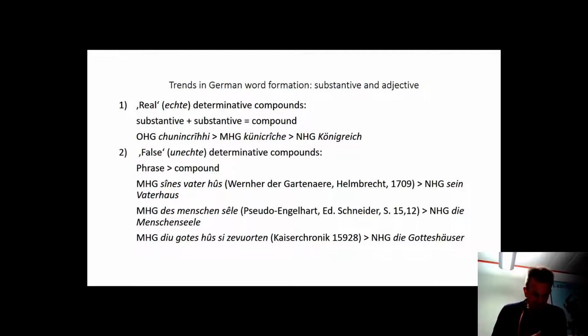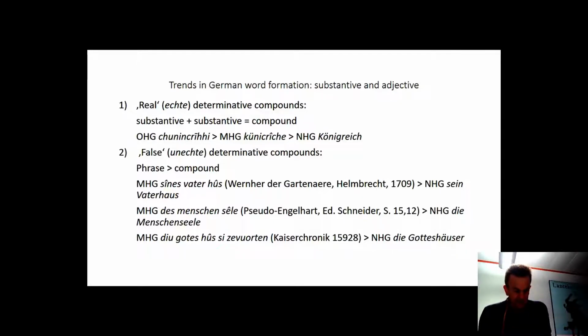In fact, this is the original type of compound, which is why Jakob Grimm called it a real compound, ein echtes Kompositum. Noun plus noun results in compound. A Königreich, Old, Middle and New High German, is a Reich ruled by a König. In contrast, a second type of determinative compound is not yet documented in the Old High German period. It is based on the reanalysis of syntactic structures, which led Grimm to call it unecht, unechte Komposita.